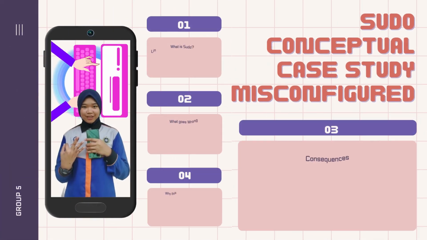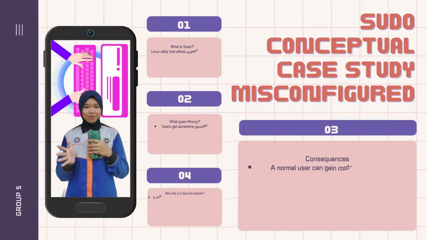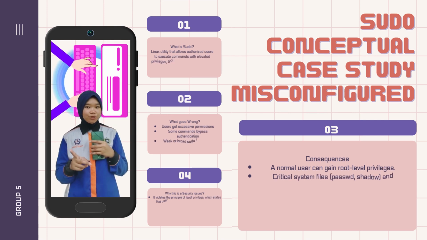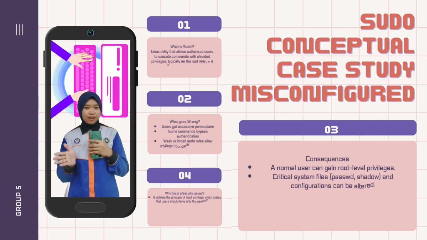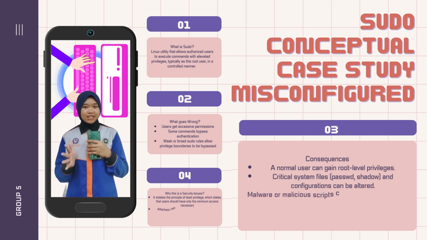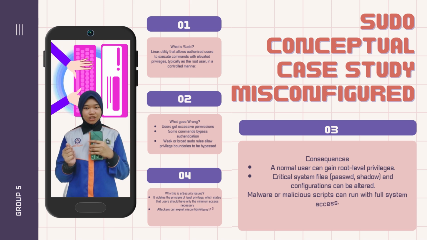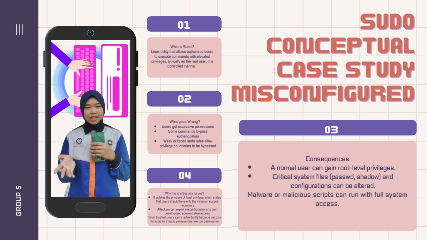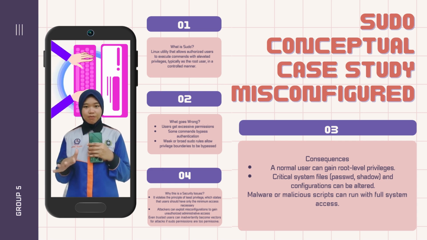Third, consequences. The consequences of misconfigured sudo can be very serious. They include a normal user gaining root-level privileges, modification of critical system files such as passwd and shadow, and execution of malware or malicious scripts with full system access. This can result in a complete compromise of the Linux system.